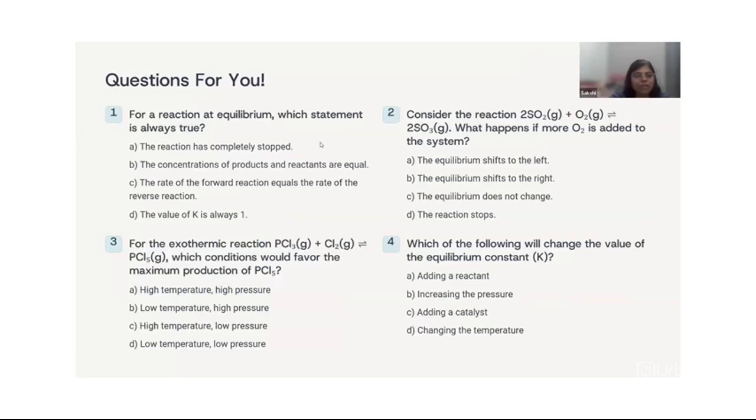Let us do some questions. So these are homework for you. The first question is, for a reaction at equilibrium, which statement is always true? So just try to answer this. Okay, there's this reaction. What is happening if you add more oxygen to the system? Where will the equilibrium go? Will it go towards the left? Will it go towards the right? Basically, you have increased the amount of oxygen here, right? So the system will try to deplete the amount of excess oxygen. How can it deplete the excess oxygen? By making more of the product, right? So equilibrium shifts towards the right.